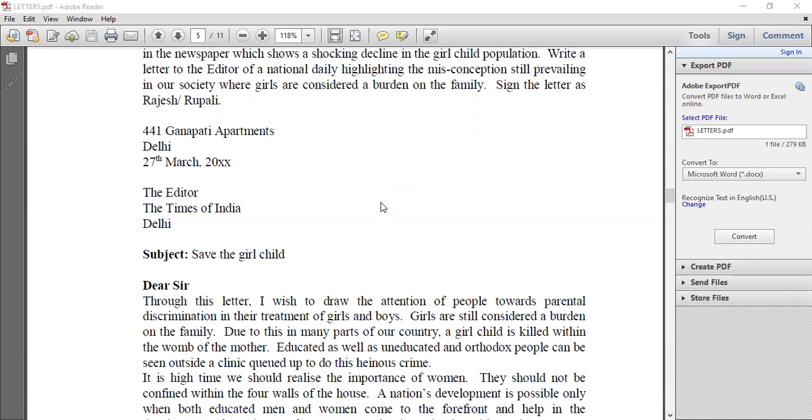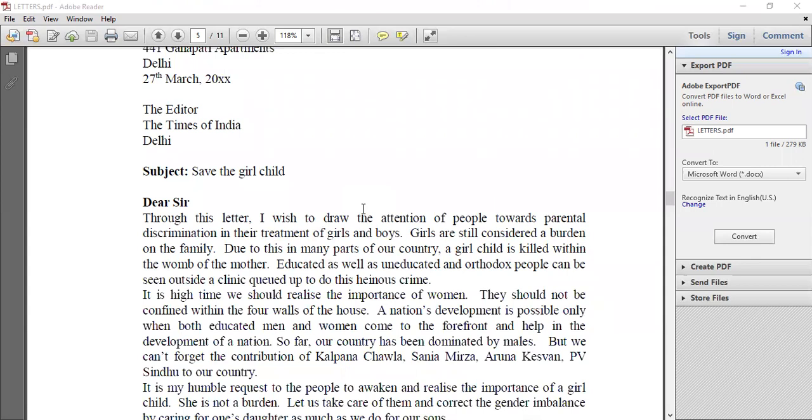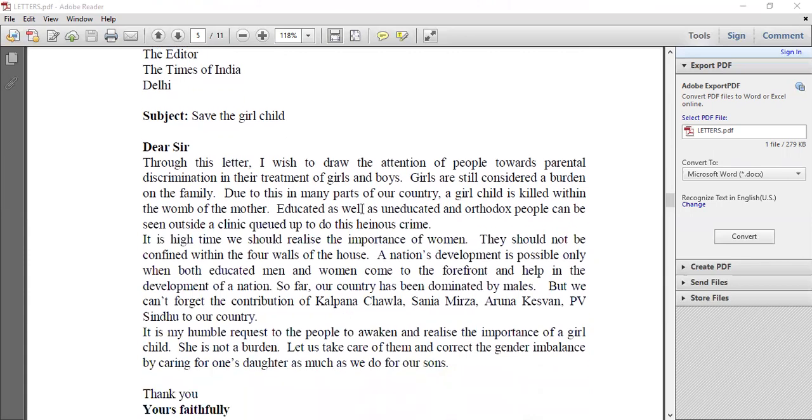To make a long story short, that's all. We can use only one sentence, easily understood, like eye-catching lines. So, Save the girl child. It is like a punch line. Then, Dear Sir. Dear Sir, you can also go for Respected Sir. There are no problems with Sir or Ma'am.